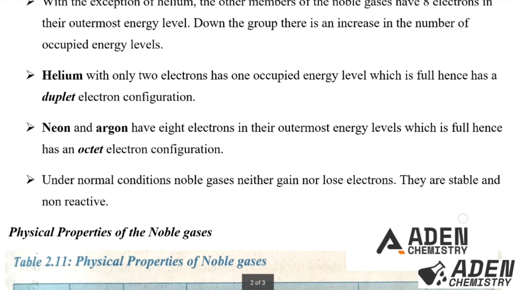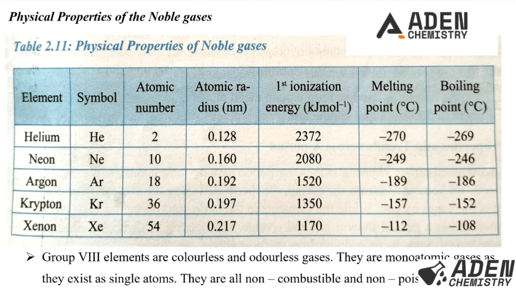So next we are going to proceed to the physical properties of the noble gases. Here we have the table showing the physical properties of the noble gases. We have the members of the noble gases here, their chemical symbol, their atomic number, their atomic radius, their first ionization energy, and their melting and boiling points.